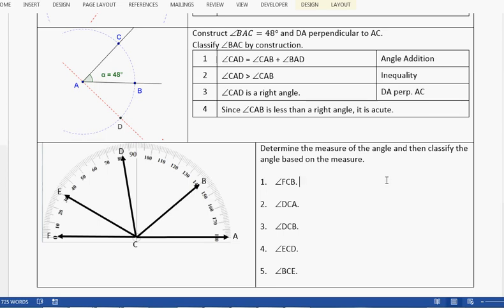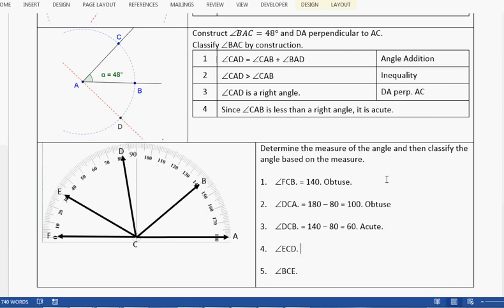Okay, angle FCB is equal to 140 degrees. Angle DCA is equal to 180 minus 80, which is 100, and that makes it an obtuse angle. Incidentally, this is obtuse. DCB is 140 minus 80, which is equal to 60 degrees. That makes it acute.